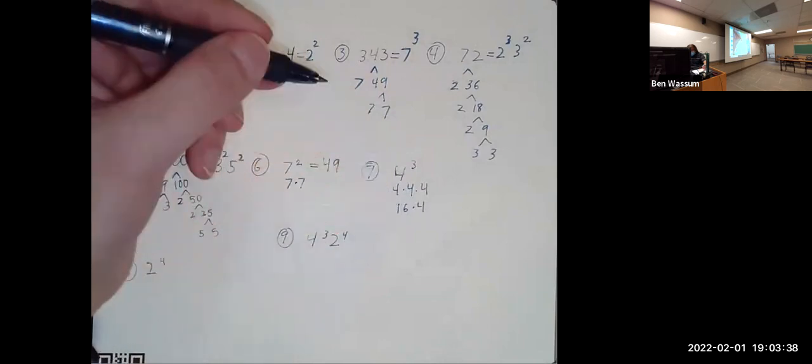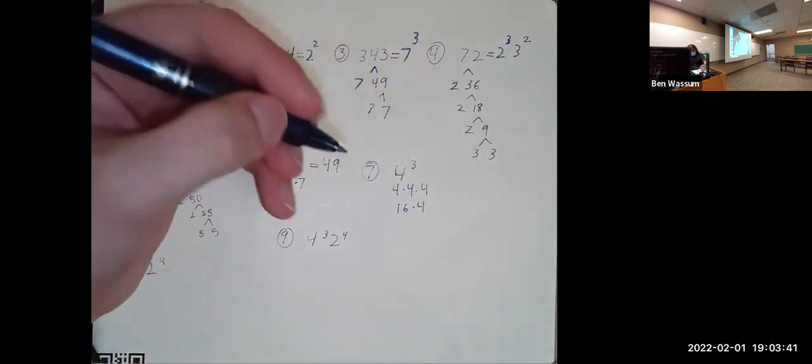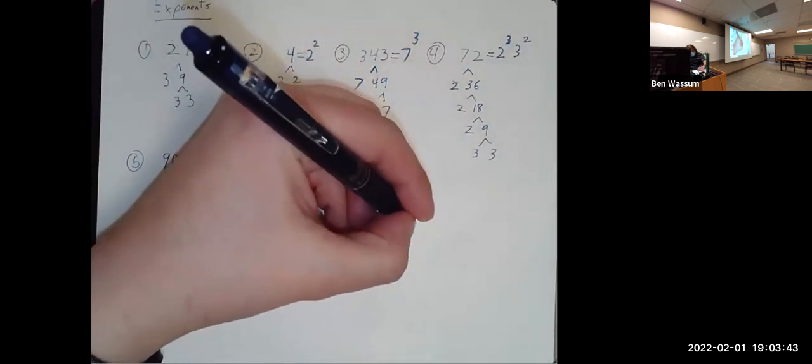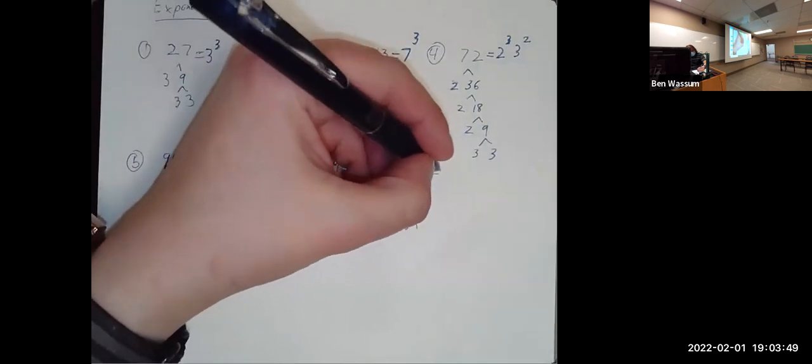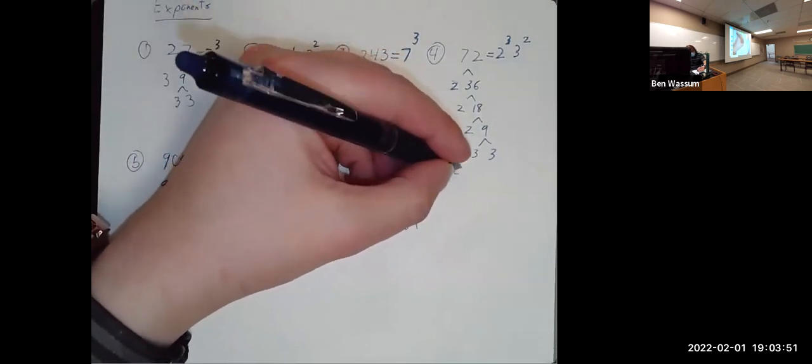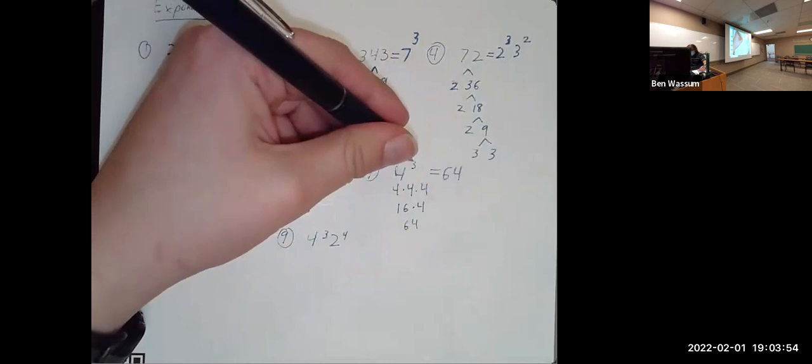4 times 6 is 24. 4 times 10 would be 40. 40 and 24 would be 64. So that's what 4 cubed ends up being. 4 to the 3rd power is 4 times 4 times 4.